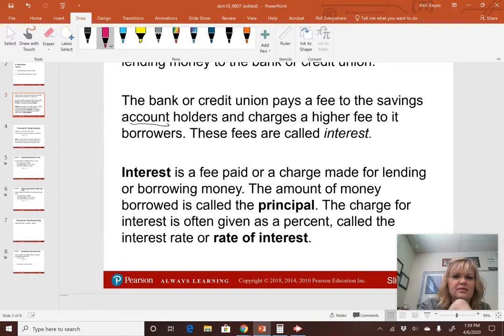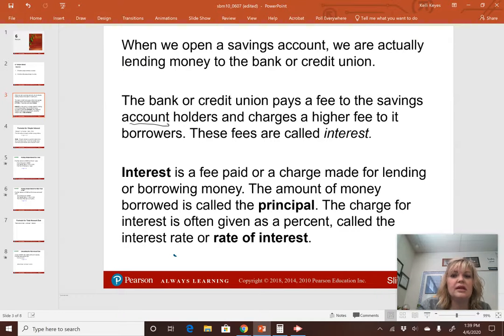Anyway, the fees are essentially what the interest is. That's where they make their money to hold your money. Or if you're taking out a loan, that's what you pay to have that loan taken out, right?